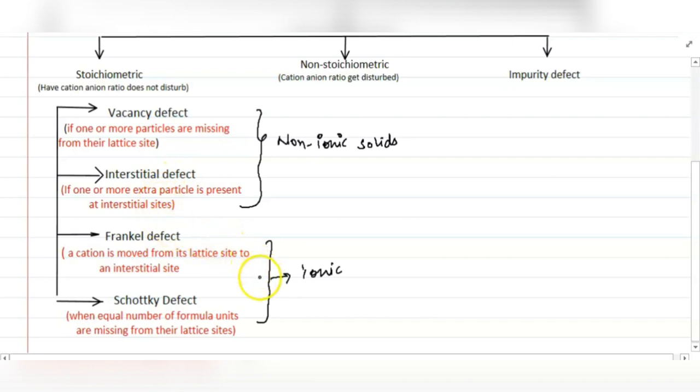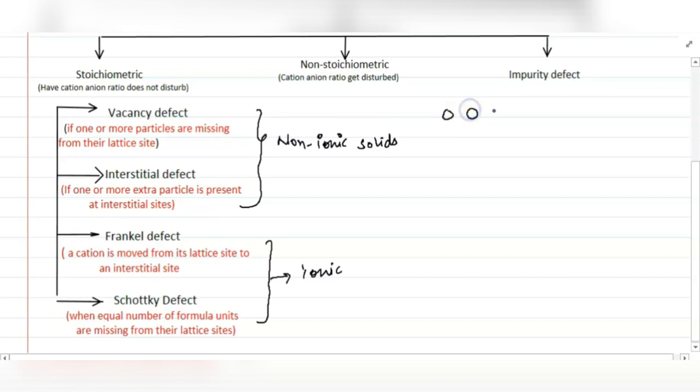And the solids which contain ions, like sodium chloride, sodium sulfate, potassium sulfate, calcium fluoride, will show Frenkel and Schottky defects. So if ions do not exist in a solid, the cation and anion ratio is not disturbed. If they don't have ions, there is no disturbance of the ionic ratio. We can define the vacancy defect as: if one or more particles are missing from their lattice points, then it is a vacancy defect.